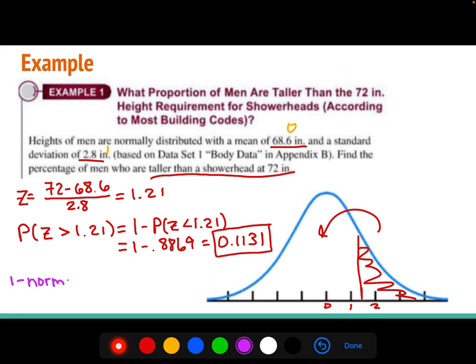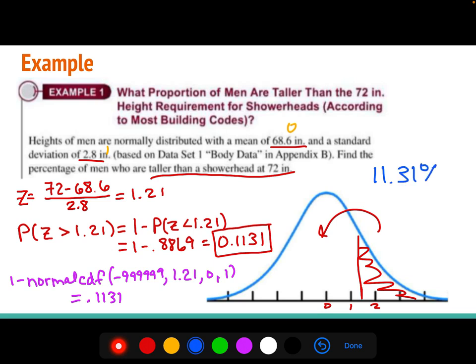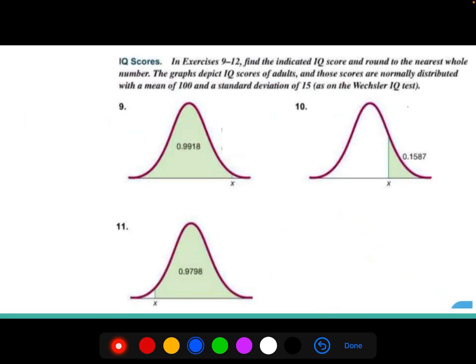Now, how would I have done this in the calculator? Well, 1 minus the normal CDF of, again, our smallest number from 1.21, because we just changed him to 0 and 1. And again, that's 0.1131. So our answer, either way we do it, is 11.31% of the men fit this criteria.